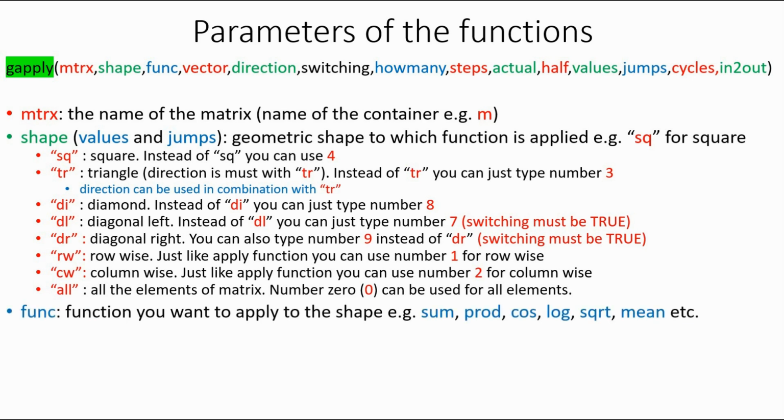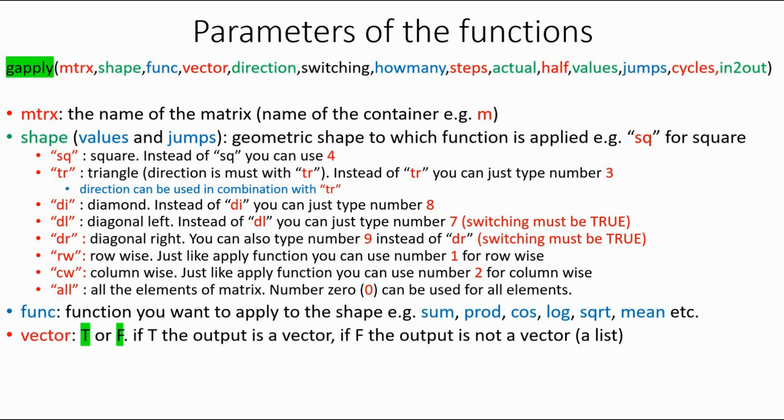The next parameter of the function is func. That is the function you want to apply to the shape. For example, sum, product, cost, log, square root, mean, median, variance, standard deviation, etc. Another parameter of the function is vector, which can only get two values, that is either true or false. If it is true, the output will be in the form of a vector. If it is false, the output will be in the form of a list.